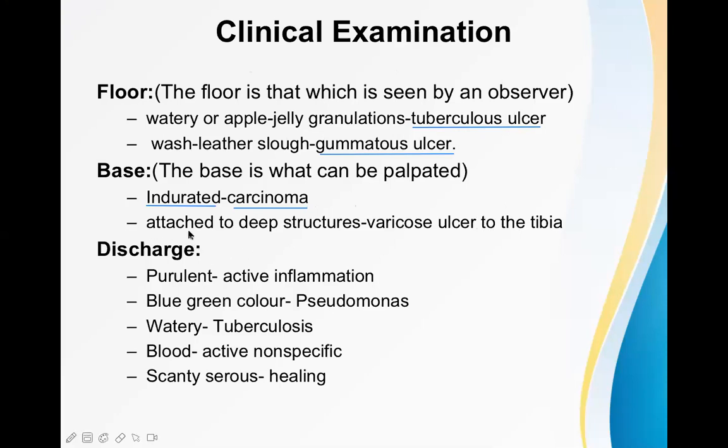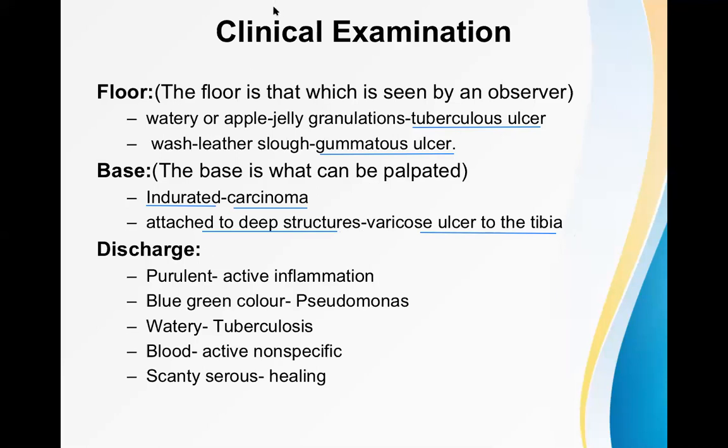And it is attached to the deeper structure sometimes. It may be bone, it may be muscle, it may be other soft tissue. It depends what type of ulcer we are talking about. Like a varicose ulcer may be attached to the tibia. Remember, it is present in the area between the medial malleolus or the lateral malleolus and the knee joint. So that is the site for the tibia. On the medial side, this is the tibia; the lateral side is the fibula.